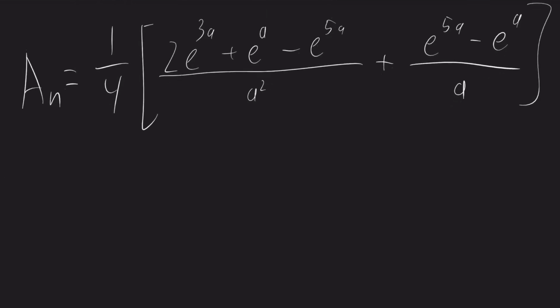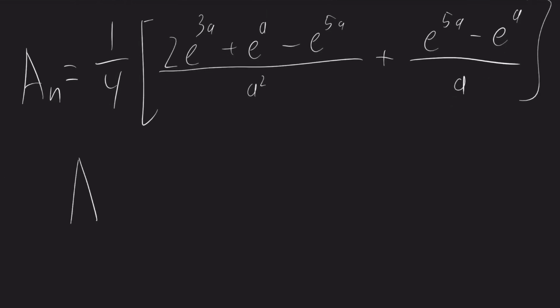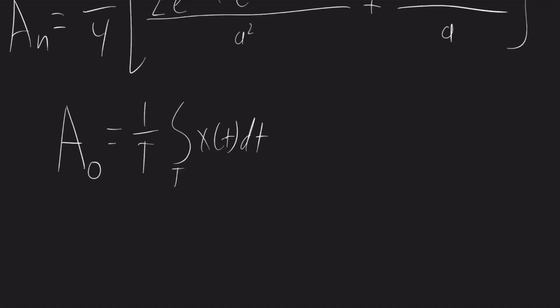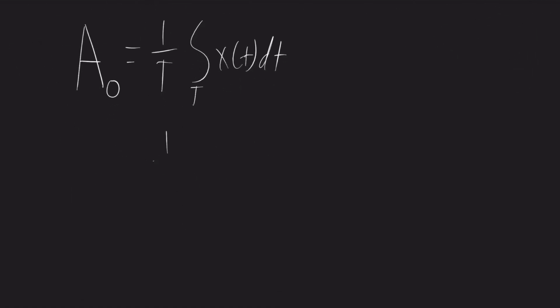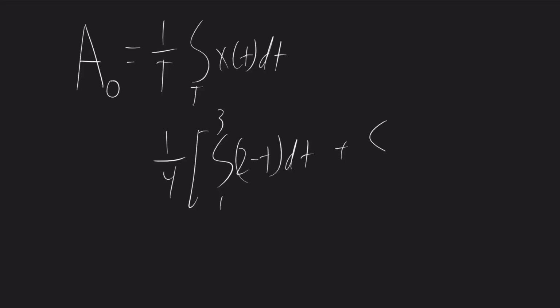There's one final thing we need to do, and that's to find the zeroth harmonic, also called the DC component. Its equation is this. It's 1 over T times the integral over 1 period of x of t dt. And again, we'll use the same two integrals we had before. It'll be 1/4 times the integral from 1 to 3 of 2 minus t, and the second integral was from 3 to 5 of t minus 4.